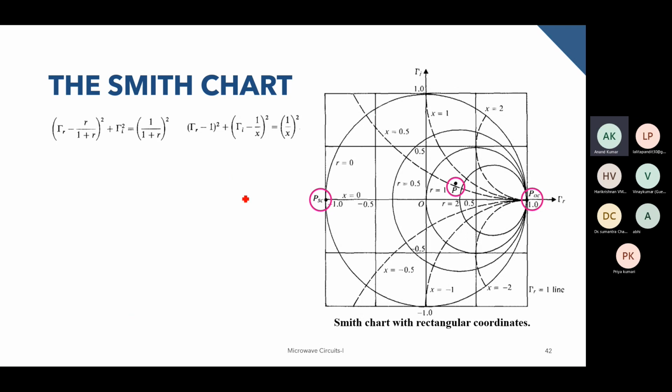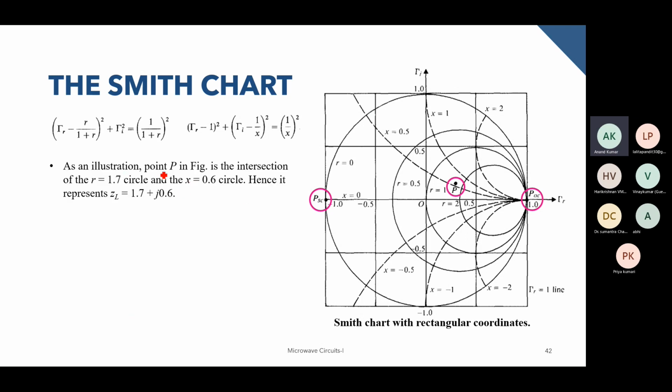Okay. So some more important points. For example, if you take this particular point P, in the previous slide we tried to draw this particular R circle and the X circle, right? So this is the X circle like this. If you look closely, this particular circle corresponds to X equal to 0.5, and similarly, if you make the next circle, this will come out to be X equal to 0.6. So for this particular point, X will come out to be 0.6, and similarly, if you try to draw this particular R circle, this will come out to be, for example, R equal to 2.